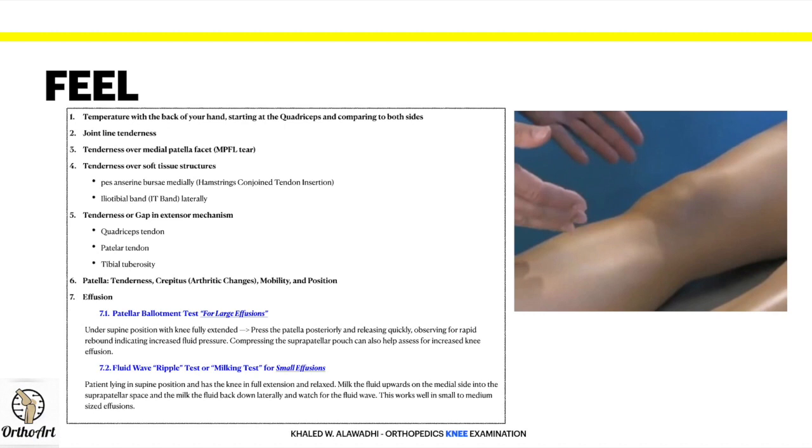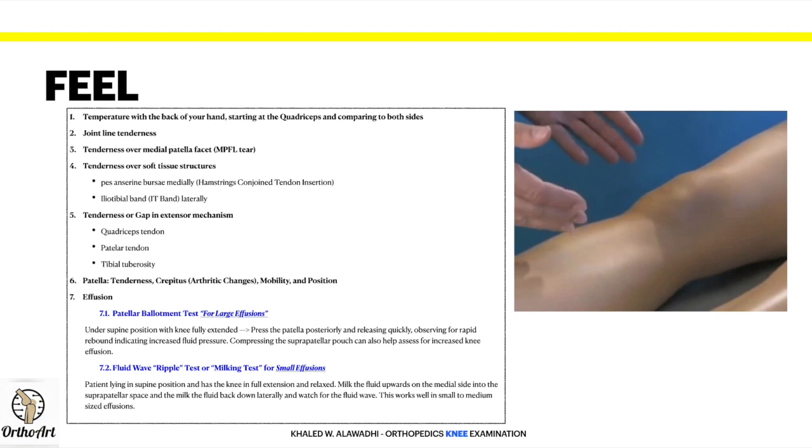There are also the tendons of the extensor mechanism, as I mentioned. The quadriceps tendon helps in patellar and knee extension. Check the patellar tendon and check also the tibial tuberosity, because one of the insertions of the knee extension is placed in the tibial tuberosity.